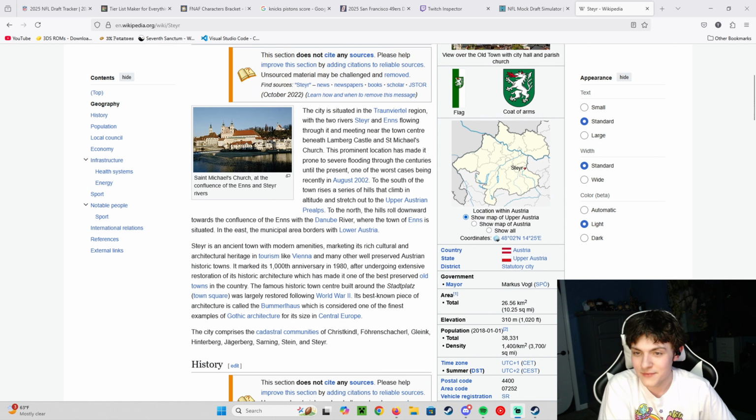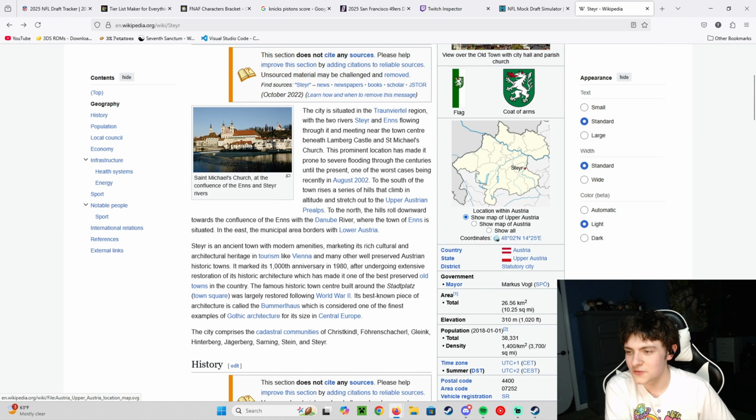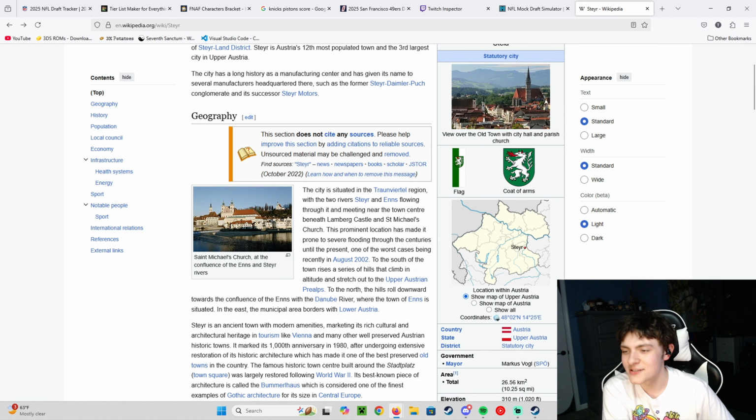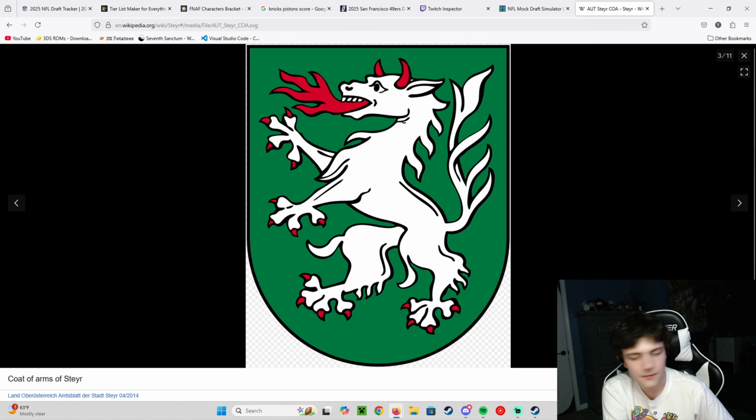Incredible stuff here. I mean, let's take a look. Ooh, that's actually really beautiful. I was just gonna poke a little fun at Steyr, Austria, but look at this coat of arms. Isn't this so cool? Come on, look at this.